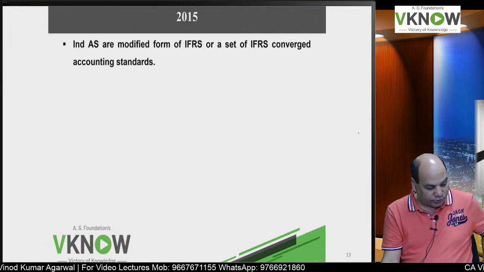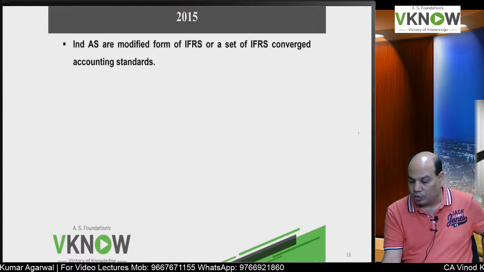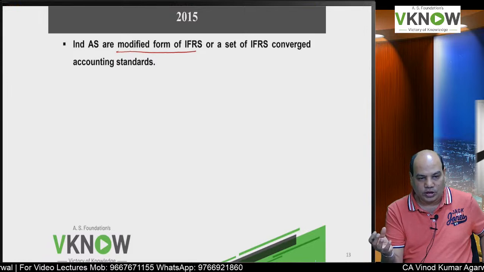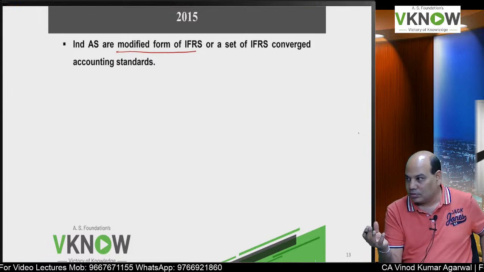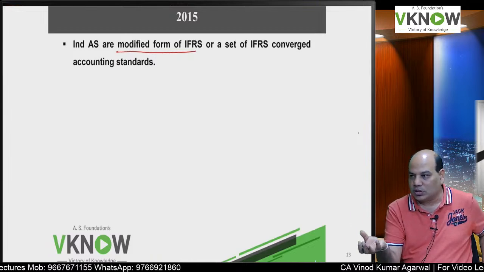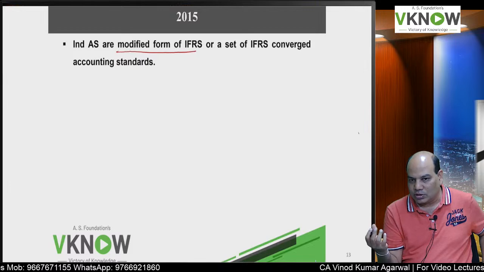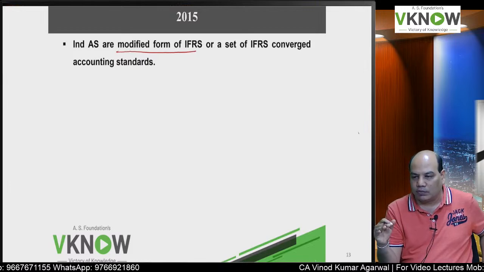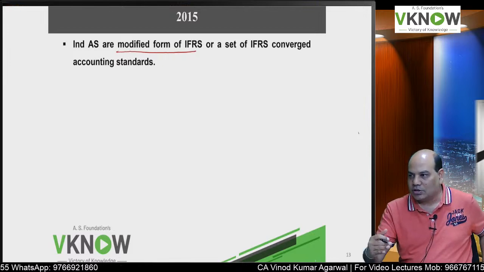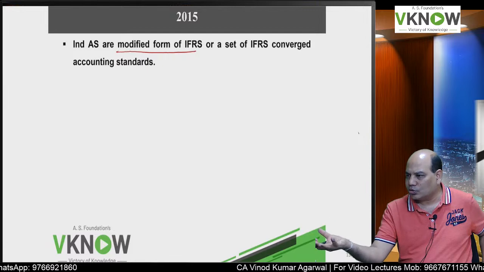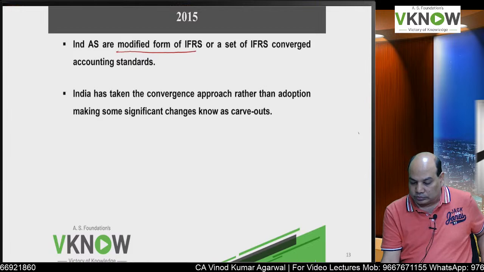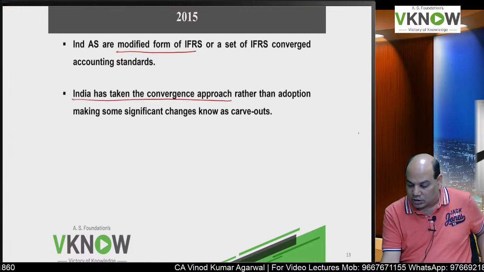So we'll come to 2015. Ind AS were a modified form of IFRS. So if they ask you in the interview, what is the difference between the converged version of IFRS and the adopted version of IFRS? Adopted means as it is. Converge means with some modification. Why modification? To suit the Indian legal, business, economic, political, social environment, but mostly legal and business environment. Okay. We have taken the convergence approach.